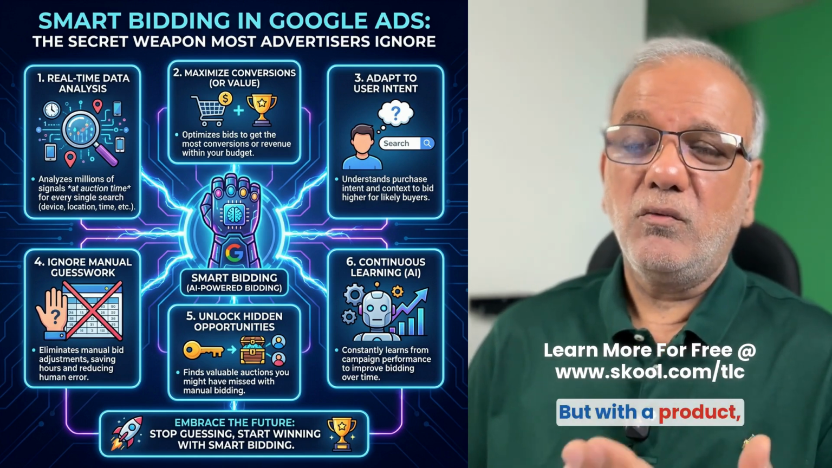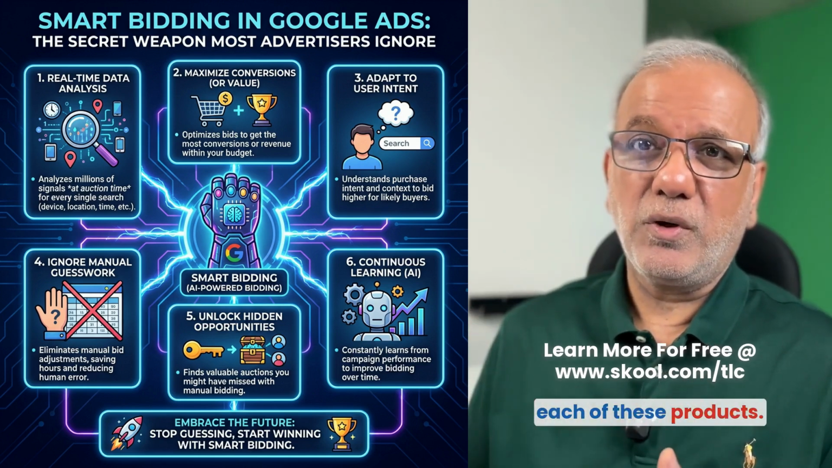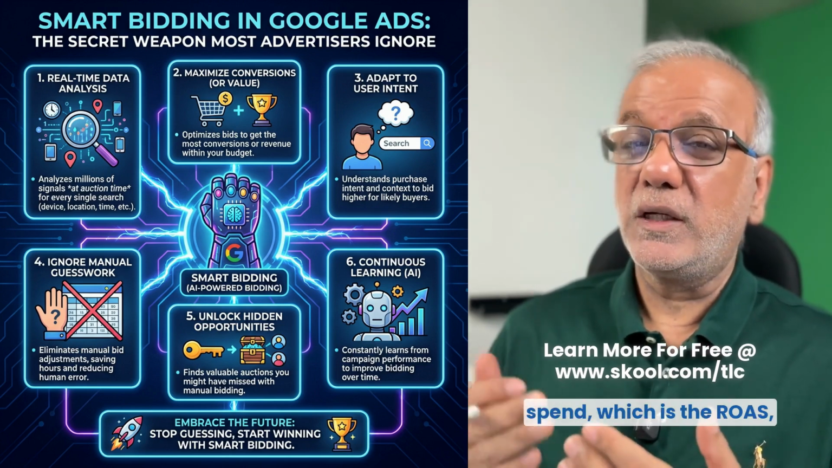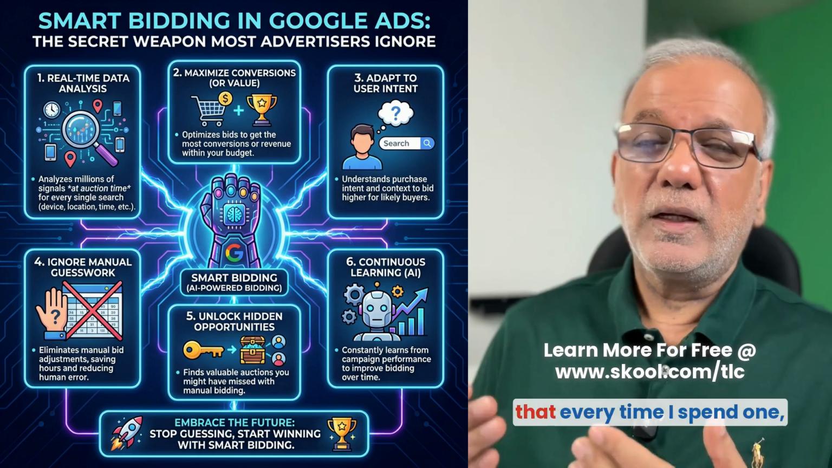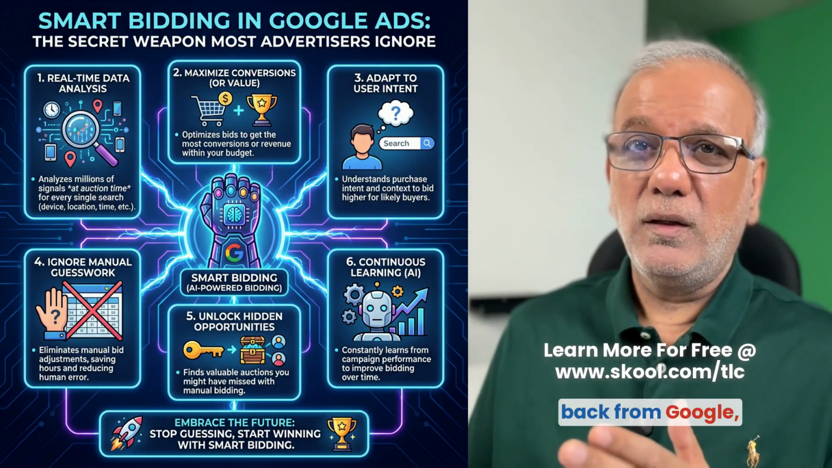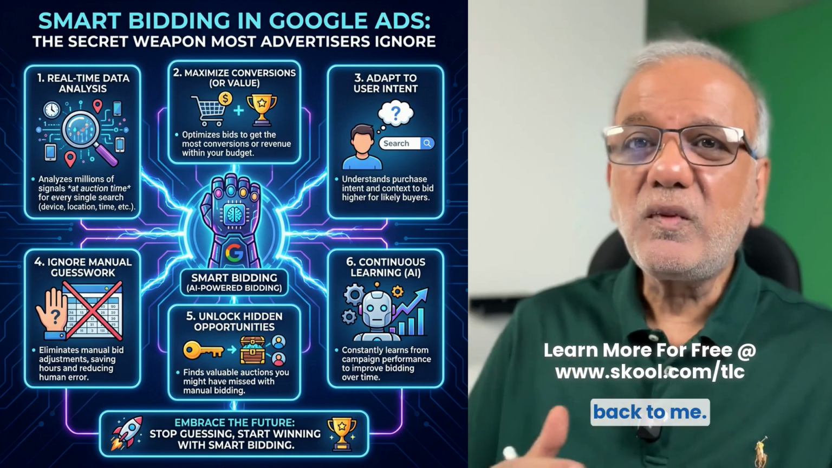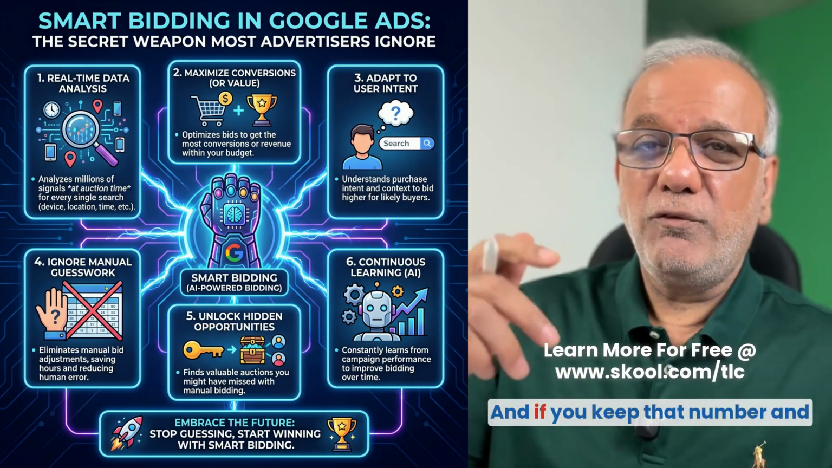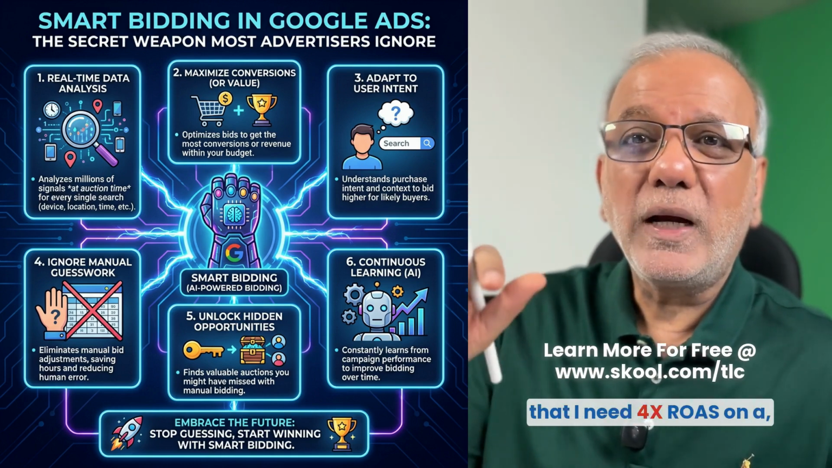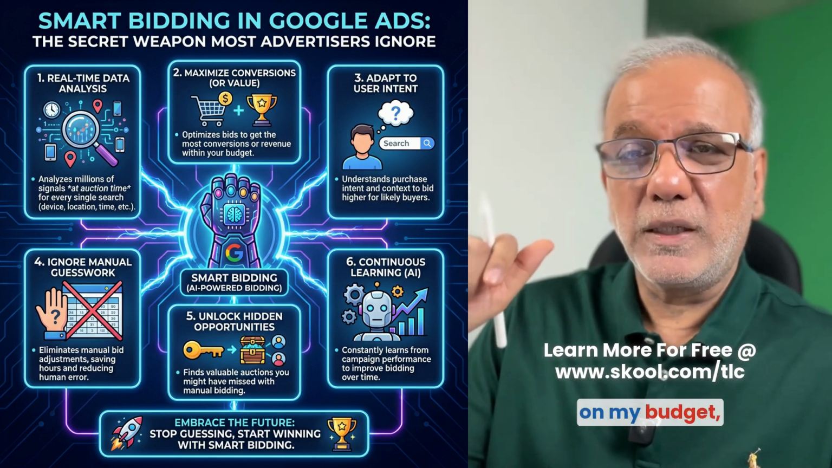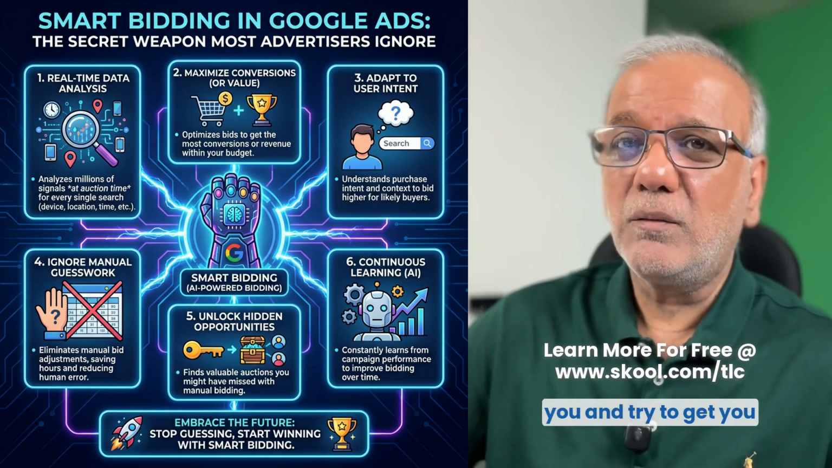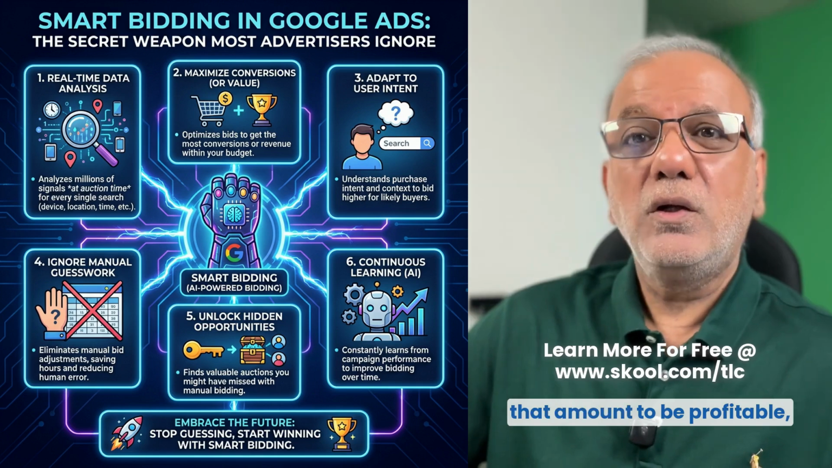But with the product, we have got a set price for each of these products. So if we know our return on ad spend, which is the ROAS, that every time I spend $1, I need to get $4 back from Google, that is 400% back to me. And if you keep that number and give that target to Google, that I need 4x ROAS on my budget, then the AI is going to try to get you that amount to be profitable.